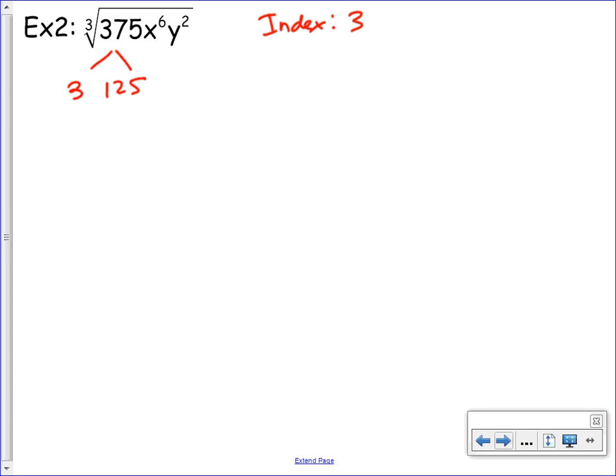125. Does 3 go into that one? Nope, but 5 does. That'd be 5 times 25, and 25 is 5 times 5. Since my index is 3, I need a group of 3. So there's 3 5s. Come out.